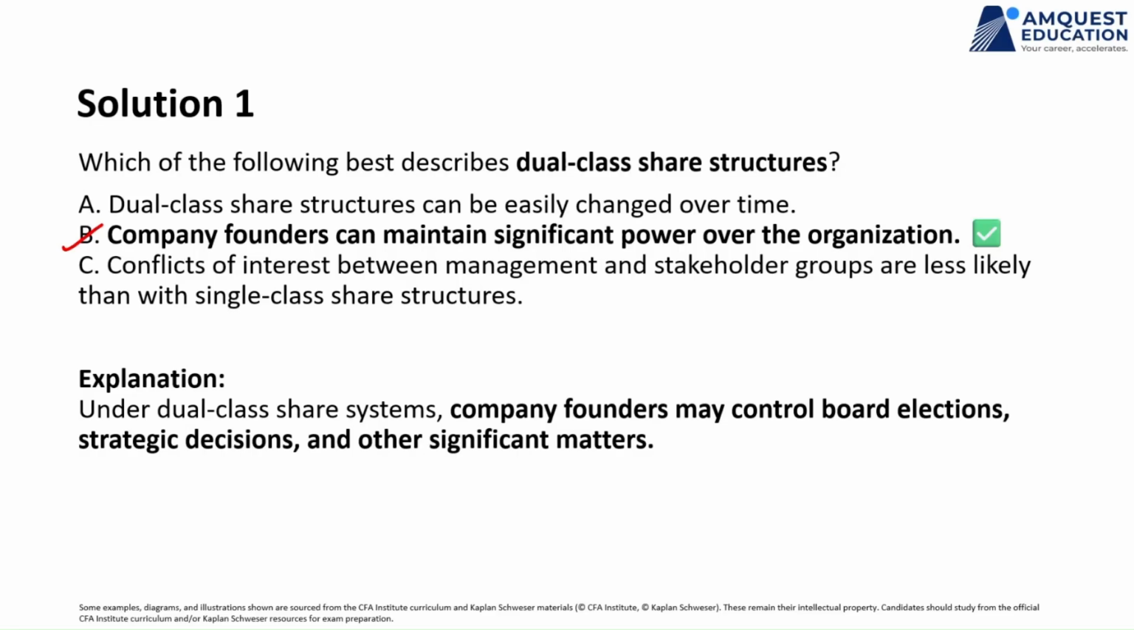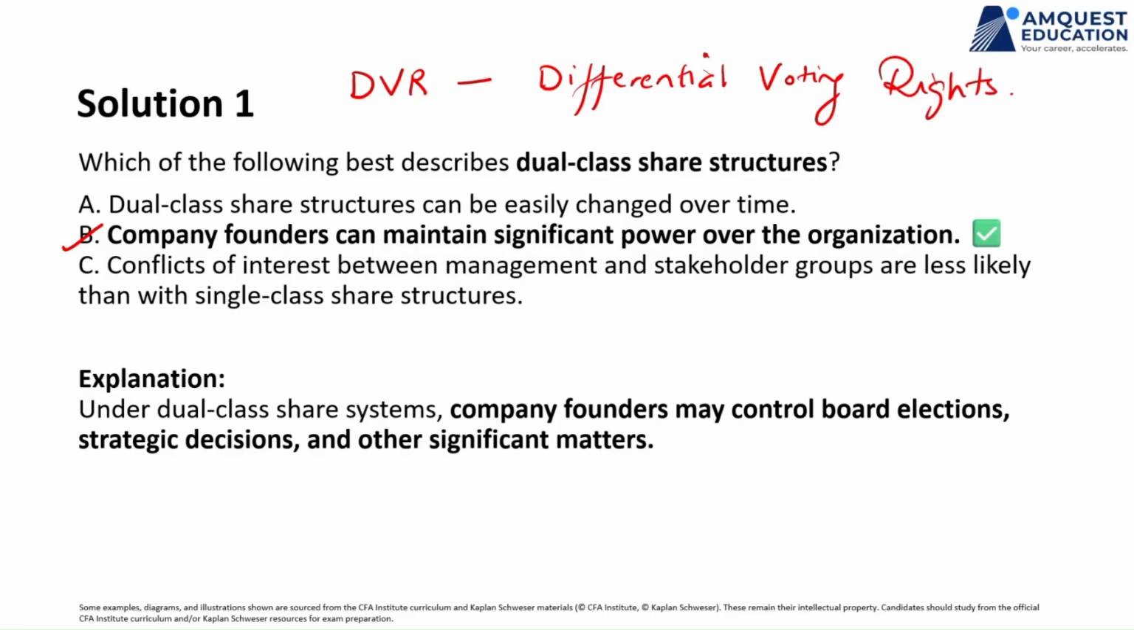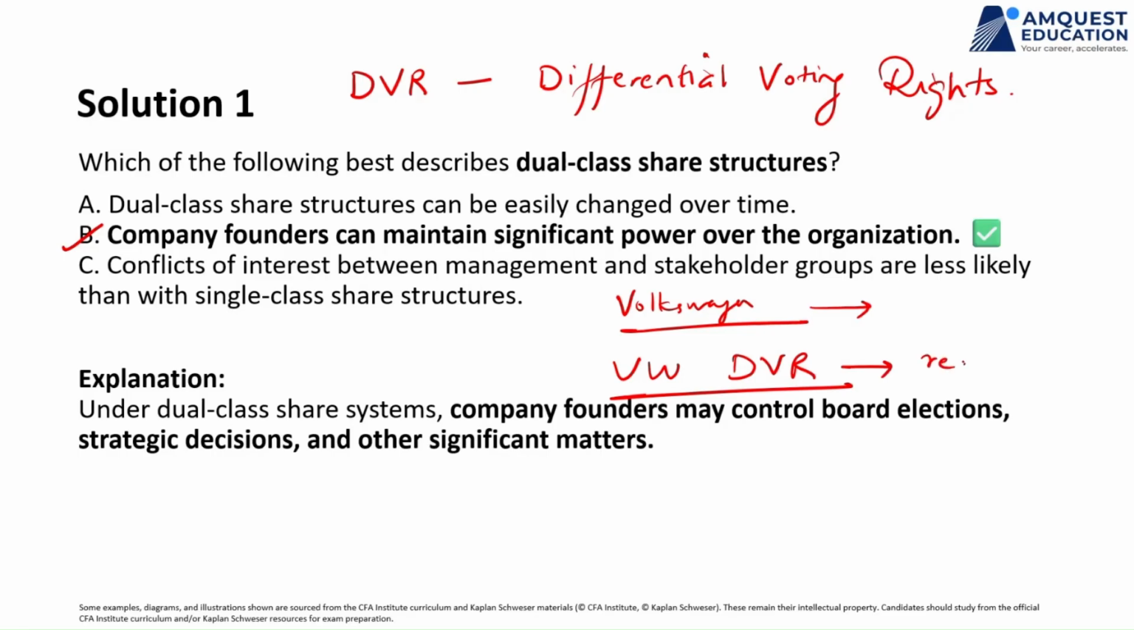Now, in these dual class structures, you may also hear words such as DVR. In certain geographies, you will hear words such as DVR. So there are shares which are called differential voting rights. So in certain securities, you will have shares which are called DVR, differential voting rights. So you could have Volkswagen normal share, and you could have Volkswagen DVR, which means this share and this share have different voting rights. Obviously, reduced voting rights.